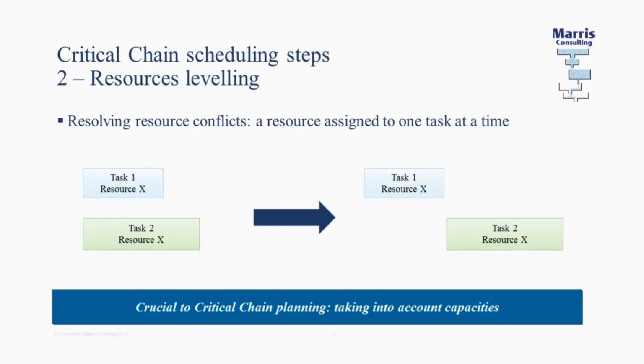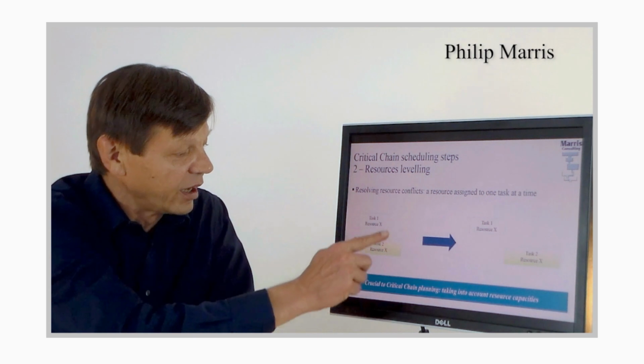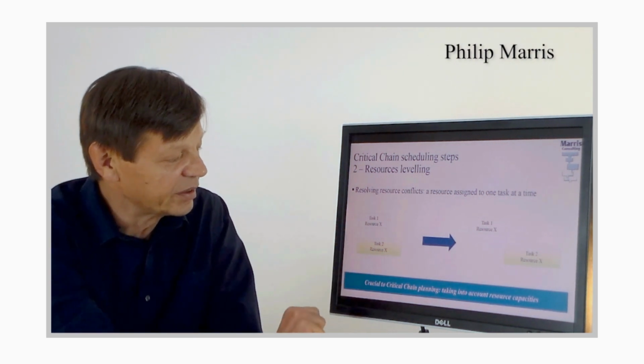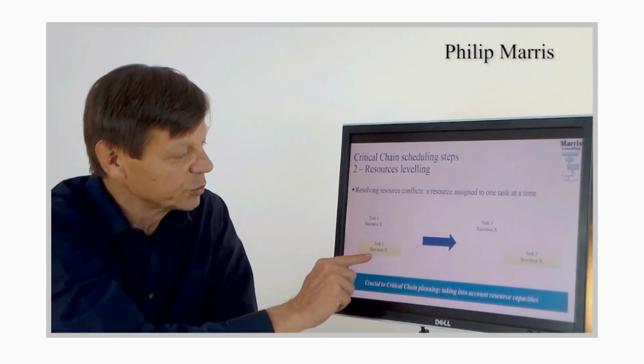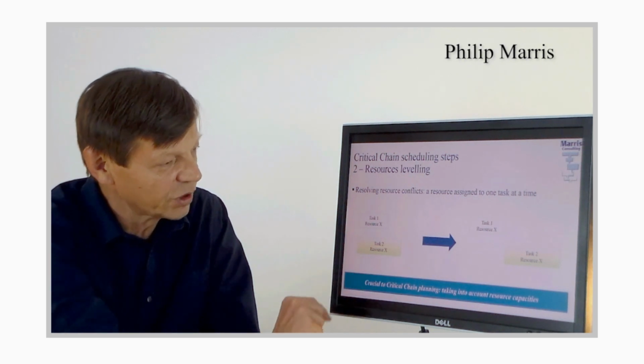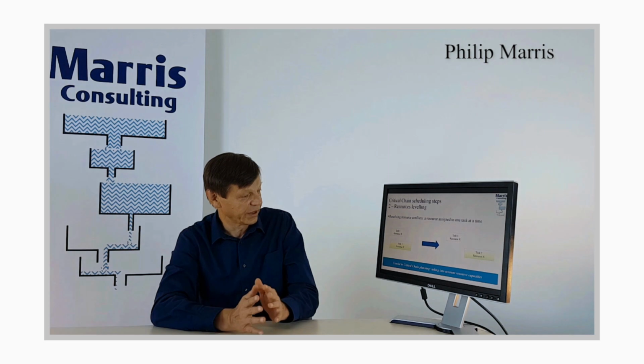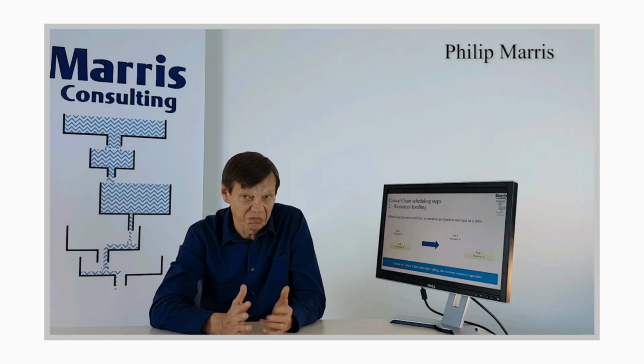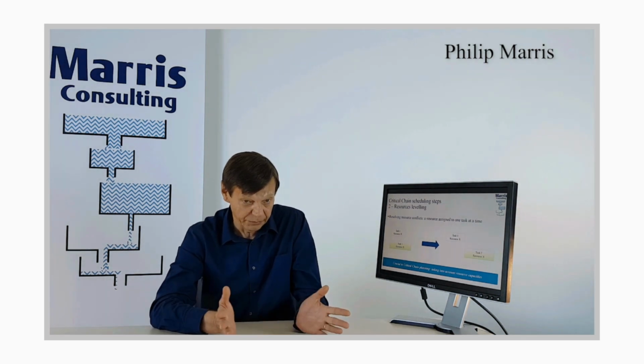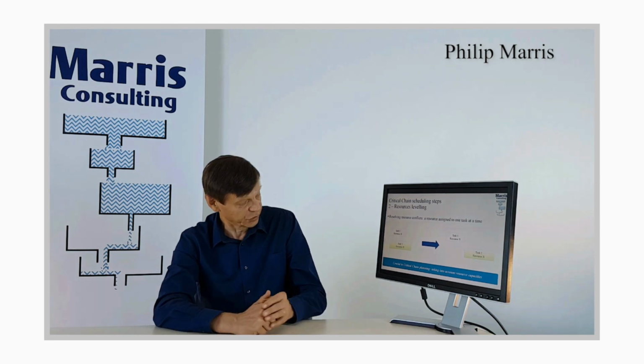That's the first step. The second step is to level the resources, as we saw. That's very simple. If it had been planned that the same resource should do 2 tasks at once, well, you sequence them so that you do one thing after the other. Okay? And this is just a fundamental thing about critical chain. It takes into account the capacities of resources.